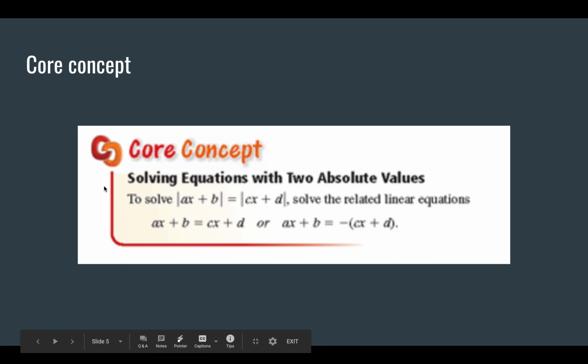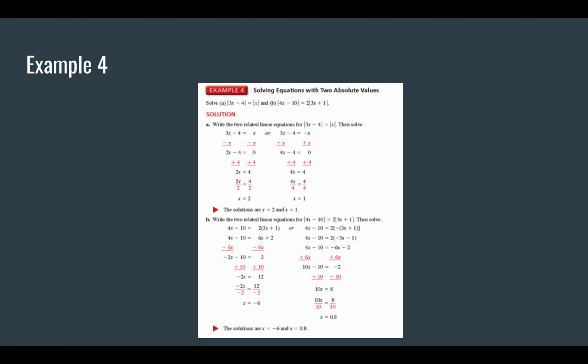Now we have another core concept, and this is solving an equation with two absolute values. To solve the absolute value of ax plus b equals the absolute value of cx plus d, solve the related linear equations: ax plus b equals cx plus d, or ax plus b equals negative of cx plus d. Example 4. Solving equations with two absolute values. Solve a, the absolute value of 3x minus 4 equals the absolute value of x, and b, the absolute value of 4x minus 10 equals the absolute value of 3x plus 1.